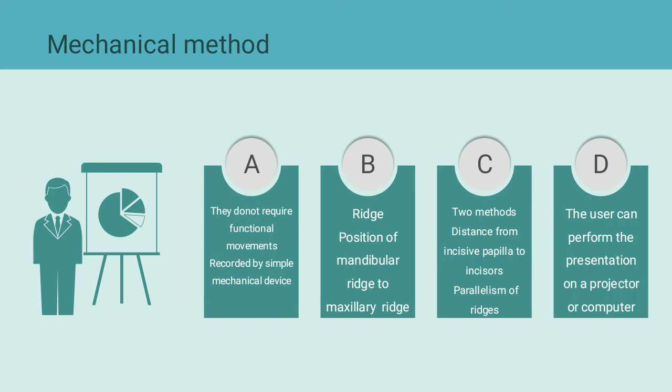Here, in the mechanical method, only a simple mechanical device is required. They do not require any functional devices. The position of the mandibular ridge is equal to the maxillary ridge. Two methods are involved here: distance from the incisive papilla to the mandibular incisors, and the next one is parallelism of ridges.